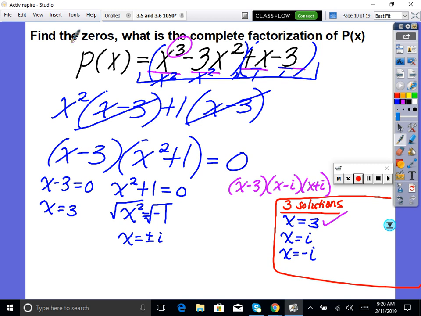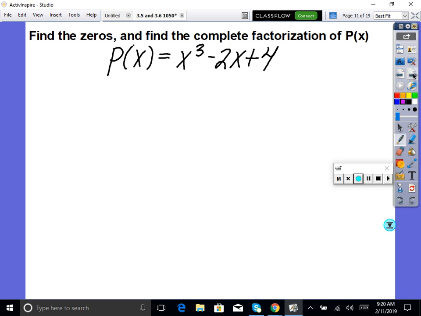I think both. Since it says find the zeros and then what's the complete factorization. So part A, part B, basically. Okay, let's do another one. Okay. So that one we had a factoring technique. So notice, same question, find the zeros and then completely factor it.